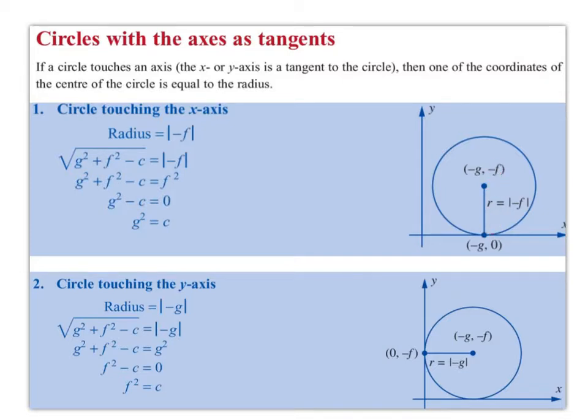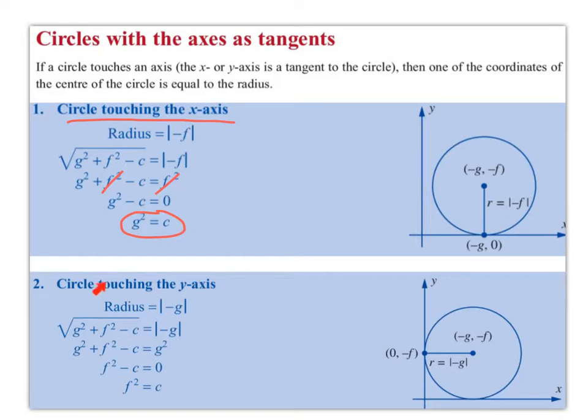So the radius formula, the square root of g squared plus f squared minus c, is equal to the modulus of minus f. We square both sides, giving us g squared plus f squared minus c is equal to f squared. The f squareds cancel. We're left with g squared minus c is equal to 0, so g squared is equal to c. So if a circle is touching the x-axis, then g squared is equal to c.